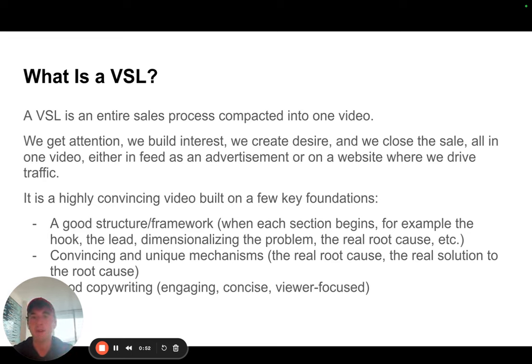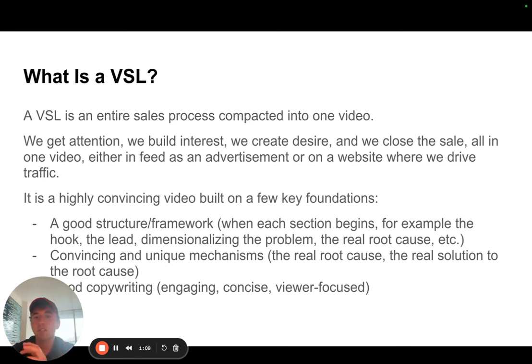customer experience. Our VSL either runs in feed as an advertisement. This is what I specialize in, and this is what most e-commerce businesses do right now. Another way to do that is to use lead ads or curiosity-based ads to send to a landing page where the VSL would be hosted.